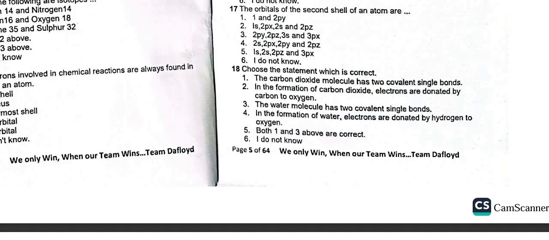Then number 4, in the formation of water, electrons are donated. The disqualification here is on the word donated. So this is not true. So the correct answer here is just 3. So 1 is not true. This was just a temptation for you to pick 5 because you'd have thought 1 and 3 are both correct. But the only correct answer here is 3. When it comes to the bonds, there are double bonds in carbon dioxide. So that's the answer to number 18.